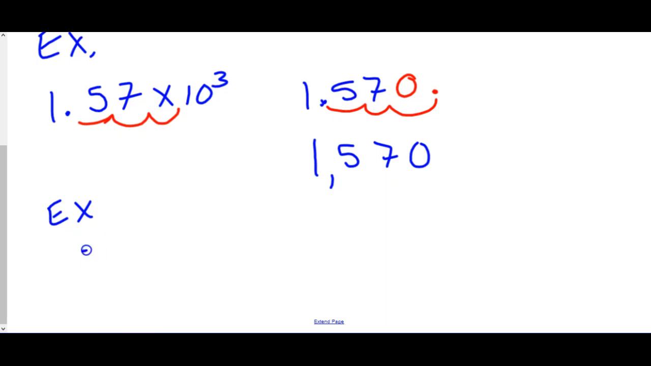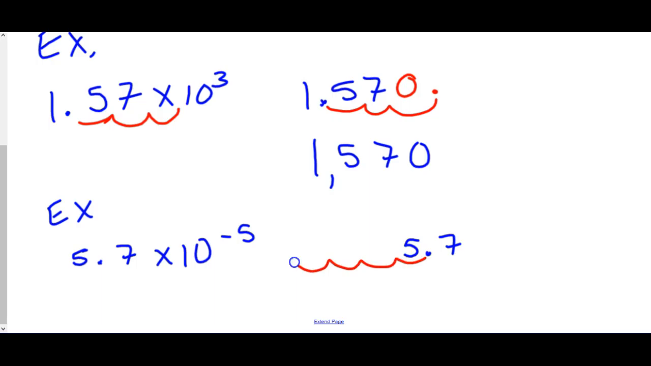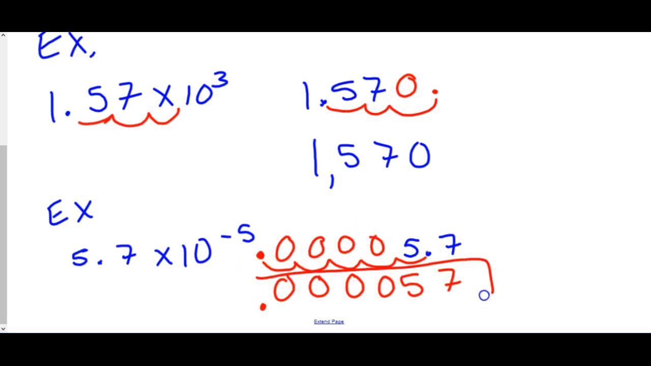So let's say we have 5.7 times 10 to the negative 5th. We're going to take that 5.7, and since it's negative, we'll be going to the left to undo it. 1, 2, 3, 4, 5 spaces. So our decimal will start here now, and we have 1, 2, 3, 4 zeros, and then 5, 7. And the decimal moved, so we don't need a decimal after the 5 anymore. So 0.000057.